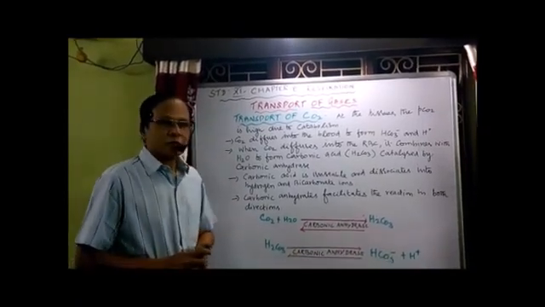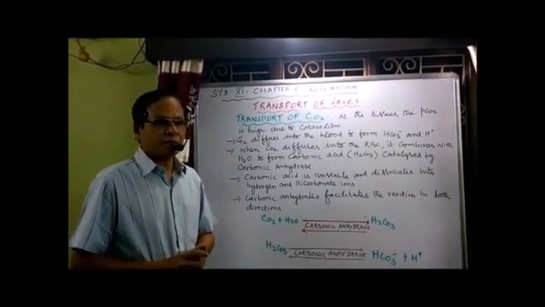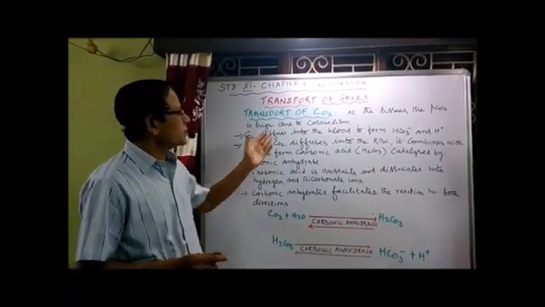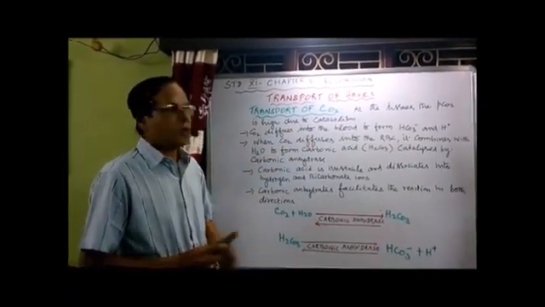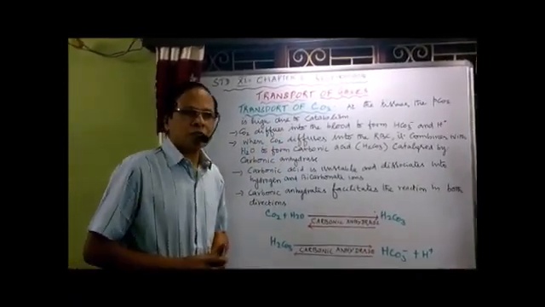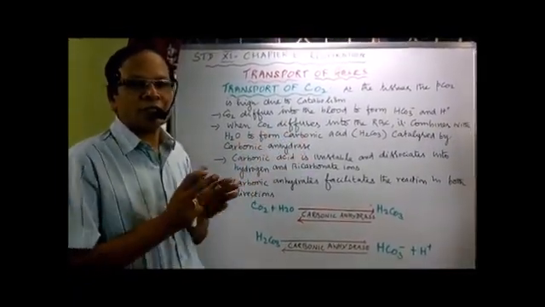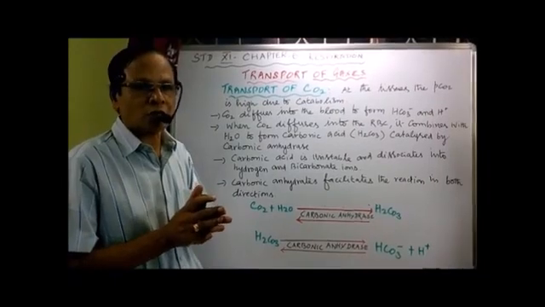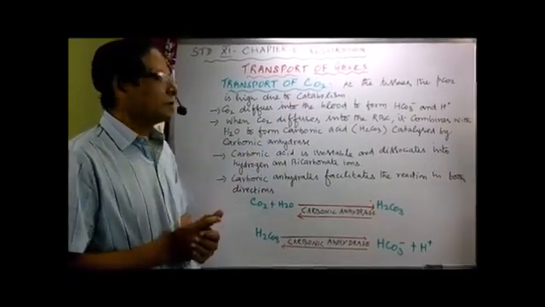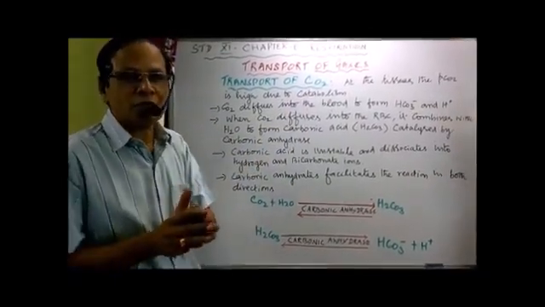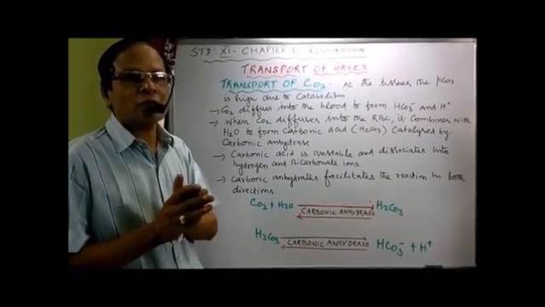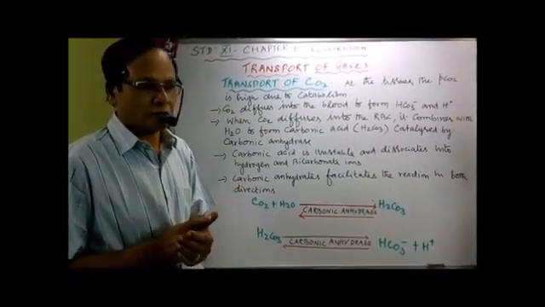Carbon dioxide is transported in 3 different ways by the blood. Now what is the mechanism of transport of carbon dioxide? At the tissues, the partial pressure of carbon dioxide is high due to catabolism. Because of the enzymatic oxidation of food, glucose, carbon dioxide is released. Carbon dioxide diffuses into the blood to form bicarbonate ions and hydrogen ions.